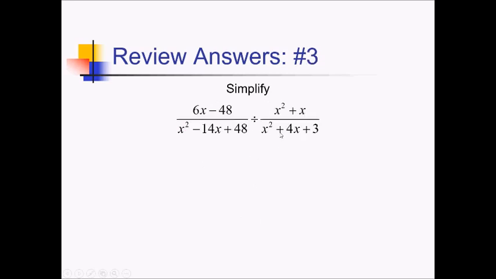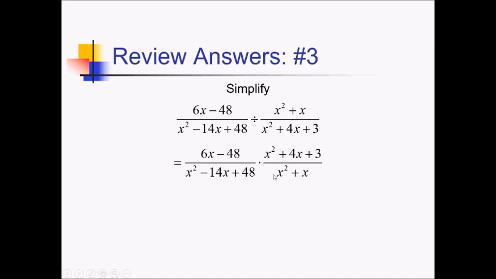To divide these rational expressions, very first thing I'm going to do is turn this into multiplication. So I'm going to multiply by the reciprocal of the second fraction. Same, change, flip. Keep the first fraction the same, change division to multiplication, and flip the second one so that the x squared plus 4x plus 3 is now in the numerator and the x squared plus x is now in the denominator.